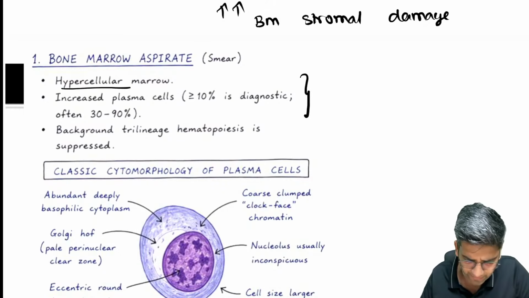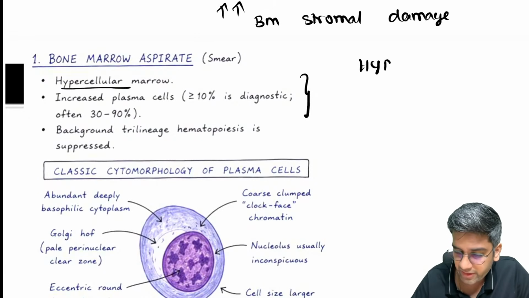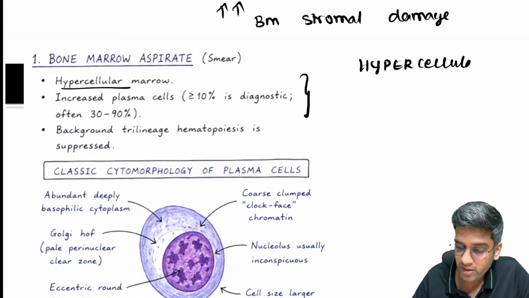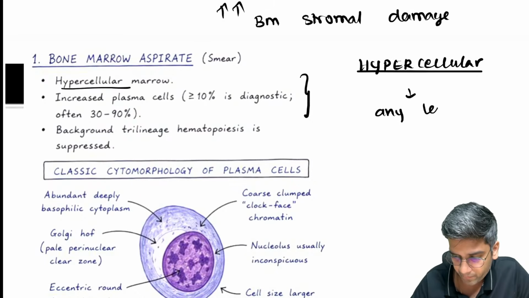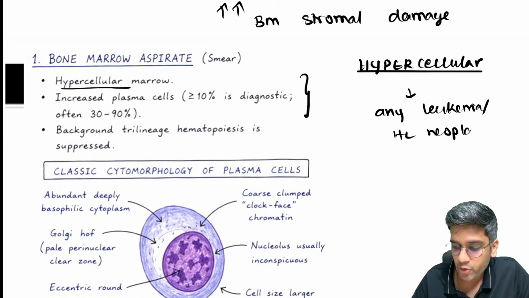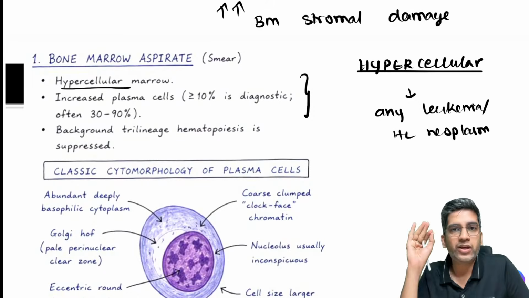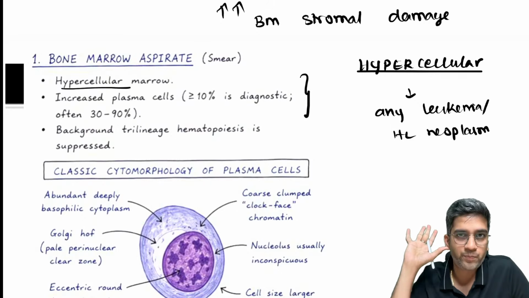So I should have a hypercellular bone marrow. Keep this in mind. Write this in a separate place. Whenever a question is asked on any leukemia or any hematolymphoid neoplasm, you can, without thinking, write hypercellular bone marrow.